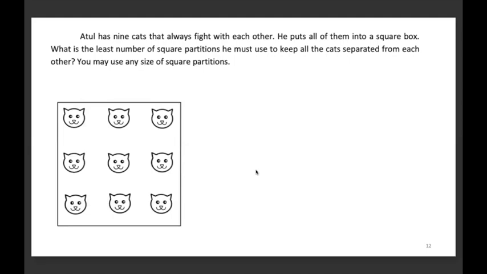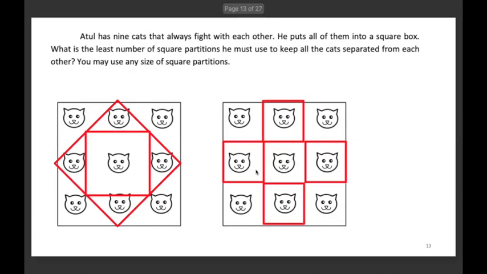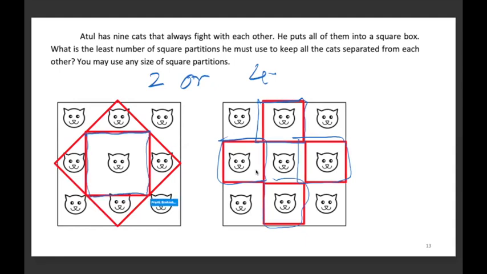Okay. So here there are 2 answers to it. One is 2 or 4. This is 4 boxes. 1, 2, 3, and 4. And this is 2 boxes. 1 and then 2. Both the answers were accepted in the exam. All right. We'll move to the next one.